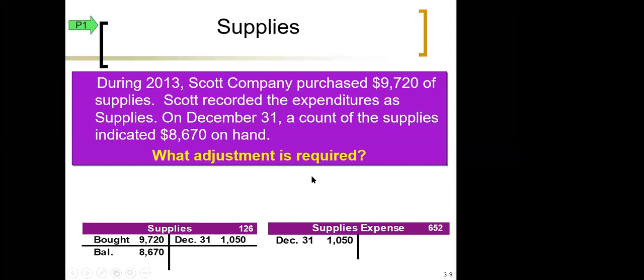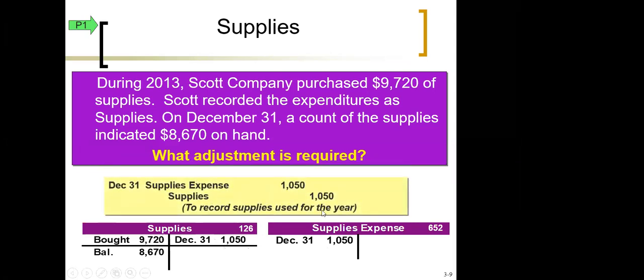So what's the adjustment? Again, credit and debit. So we need debit first to supplies expense, and credit to supplies on hand, which is an asset. Okay, so we're recording the supplies being used. Now, usually this is the correct way.